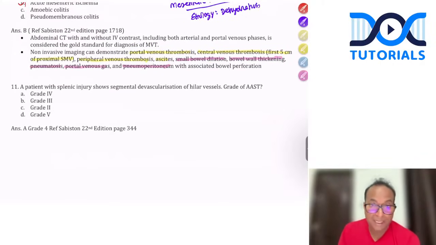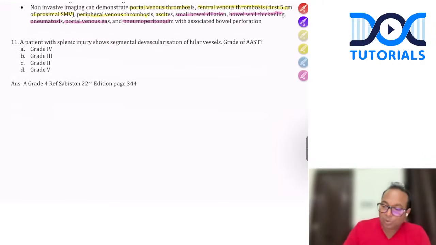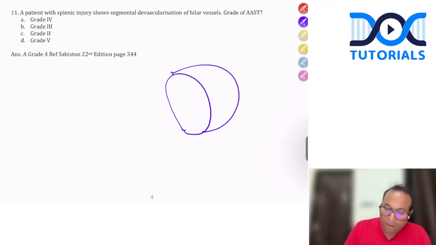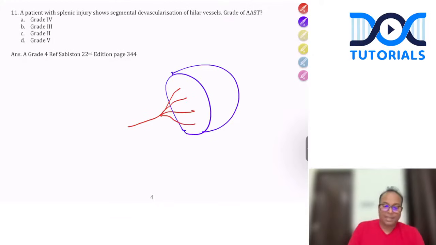A patient with a splenic injury shows segmental devascularization of the hilar vessel. So this is a spleen, and the spleen gets multiple types of injury. One of the injuries: there are multiple small vessels entering the spleen like this, the splenic artery dividing into multiple small branches. If the main vessel is injured, it comes under grade 5. If the side vessels are injured, it comes under grade 4. This is grade 5 and this is grade 4.